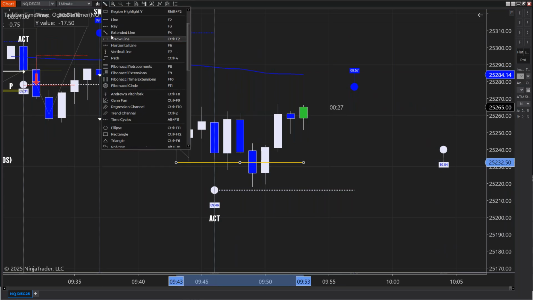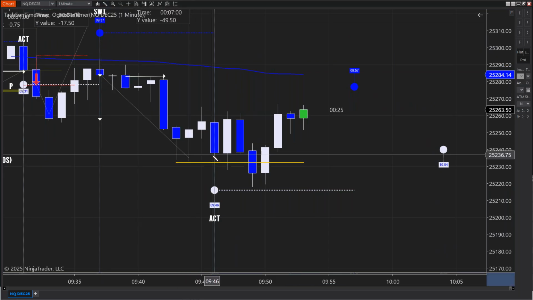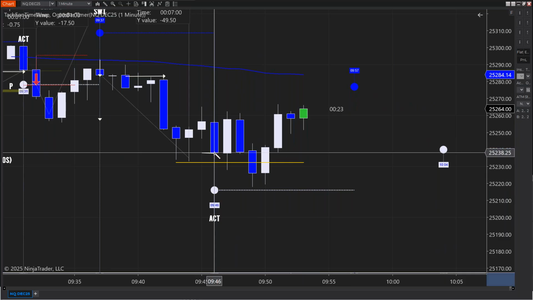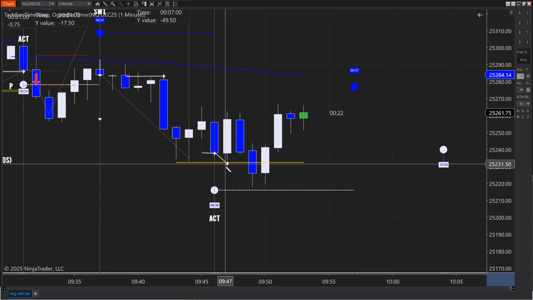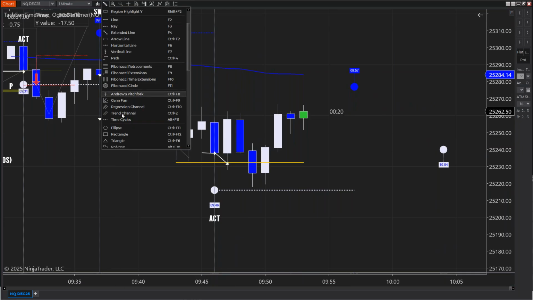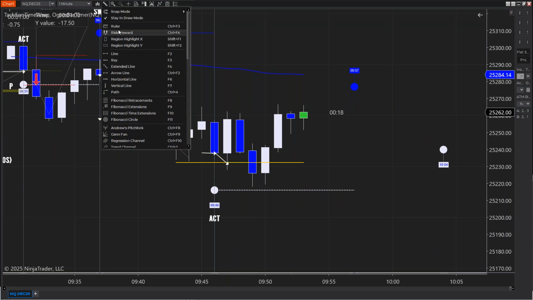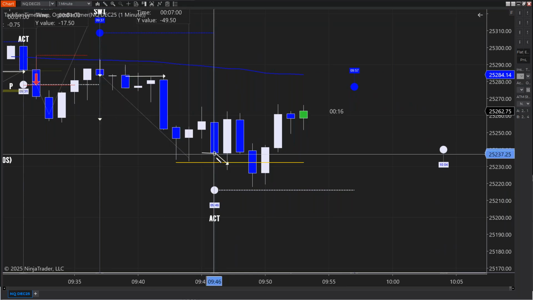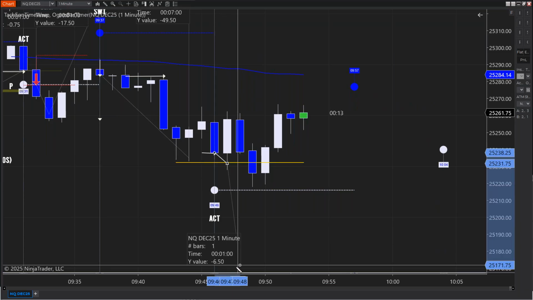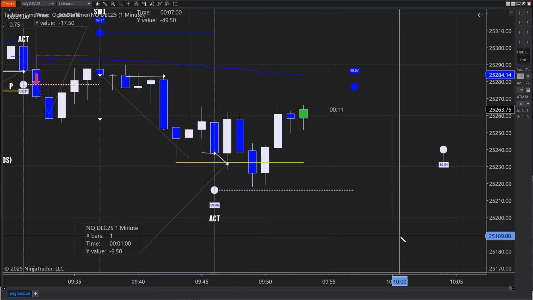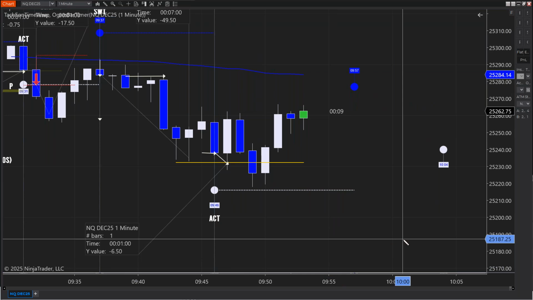And so at this point, I enter and it immediately hits my stop. Aggressive counter trend trade. I'm out. So let's log that as well. -6.5.